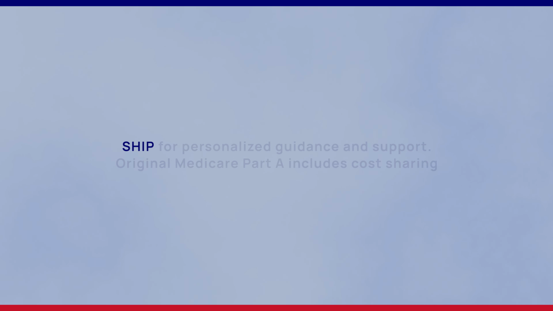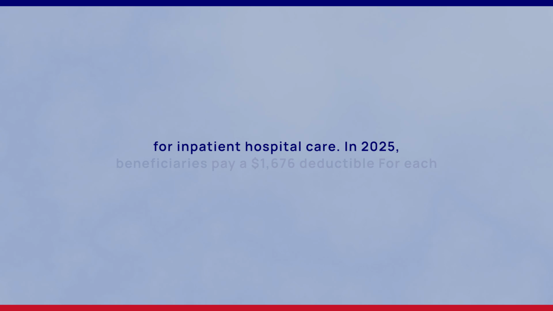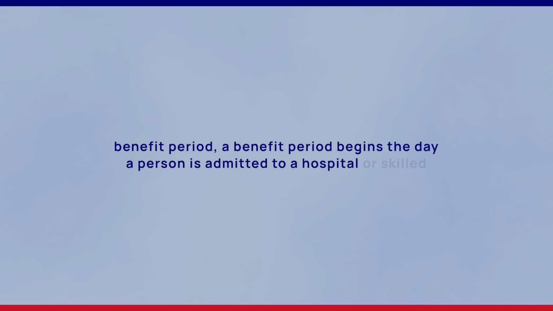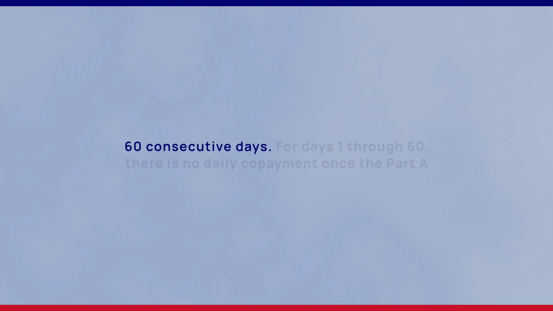Original Medicare Part A includes cost-sharing for inpatient hospital care. In 2025, beneficiaries pay a $1,676 deductible for each benefit period. A benefit period begins the day a person is admitted to a hospital or skilled nursing facility and ends when they have not received hospital or skilled nursing care for 60 consecutive days.